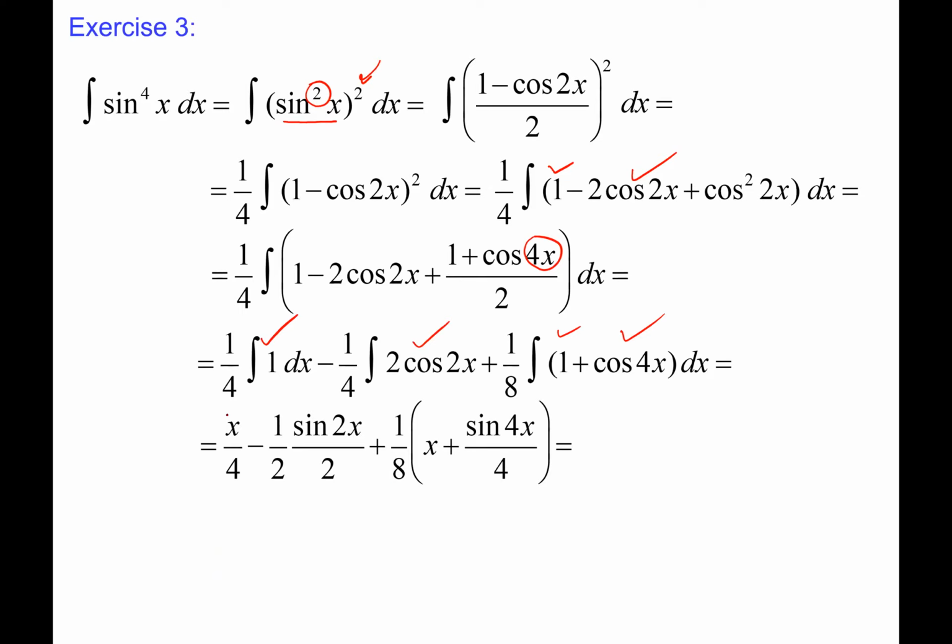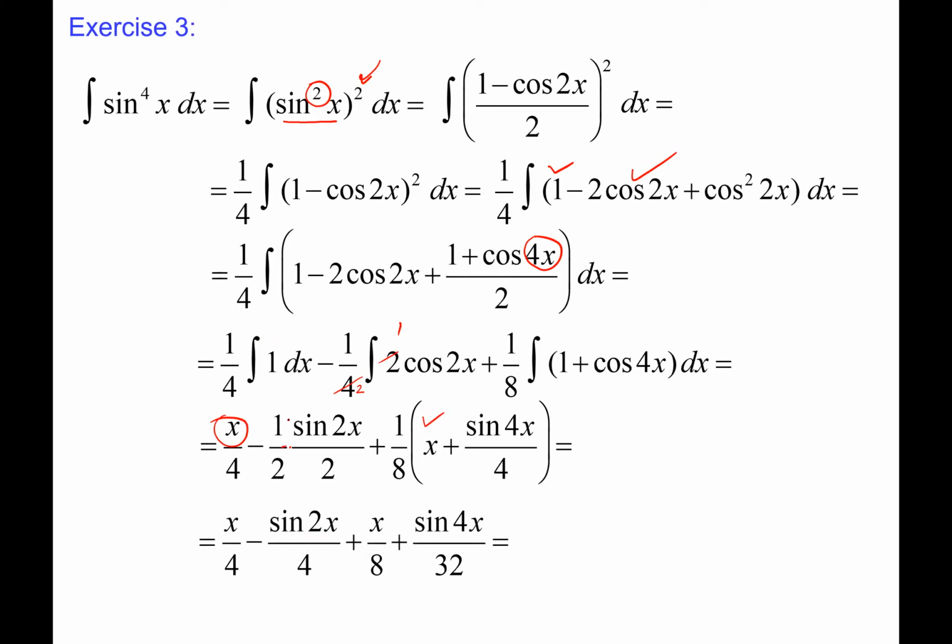Integral of 1 is x, and I kept the 1/4. I can actually cancel out 1 and 2 and 1/4. Cosine of 2x is sine of 2x over 2. Integral of 1 is x, and integral of cosine of 4x is sine of 4x over 4. Okay, and then this I can keep. And what else did I do? I distributed 1/8. We have to be careful.